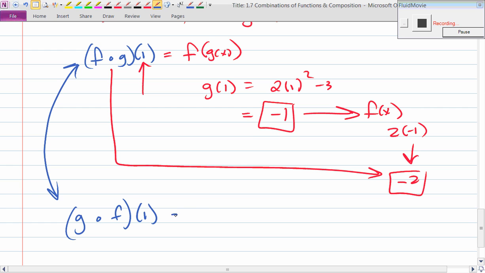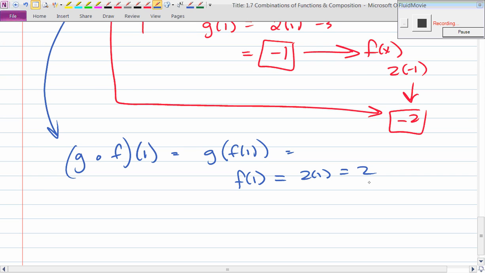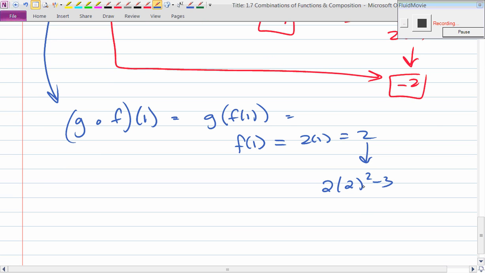So let's do this one together. This literally means g of f of 1. So first we're going to figure out what is f of 1. Well, that's just 2 times 1, which gives me a value of 2. Now that I have 2, I plug that into g, which is 2 times 2 squared minus 3. So that's 4. 4 times 2 is 8. 8 minus 3 is 5. So I get a 5 out of this. And those two things are not necessarily the same. Okay? So that's one thing that we're going to do with function composition when we plug one function into another function.